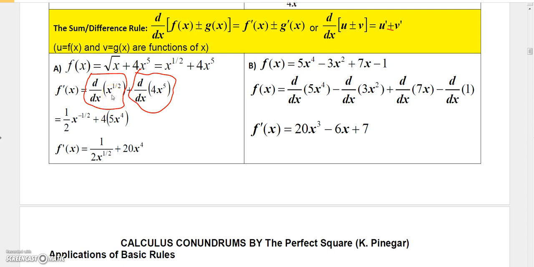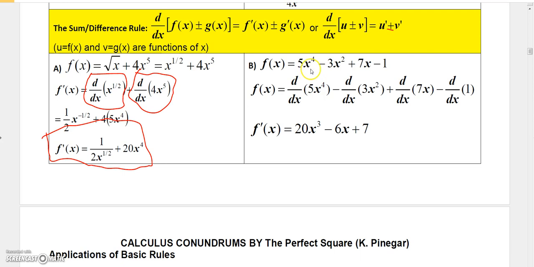So now the derivative of x to the 1/2 using the power rule would be 1/2 x to the negative 1/2. The derivative of 4x to the fifth, remember how we do that? It would be 4 times the derivative of x to the fifth, and the derivative of x to the fifth would be 5x to the fourth. And then let's clean it up here. We can write the x to the negative 1/2 in the denominator, so we get 1 over 2 x to the 1/2, and then multiply the 4 times 5, and this becomes 20x to the fourth. So there's your derivative, 1 over 2 x to the 1/2 plus 20x to the fourth.